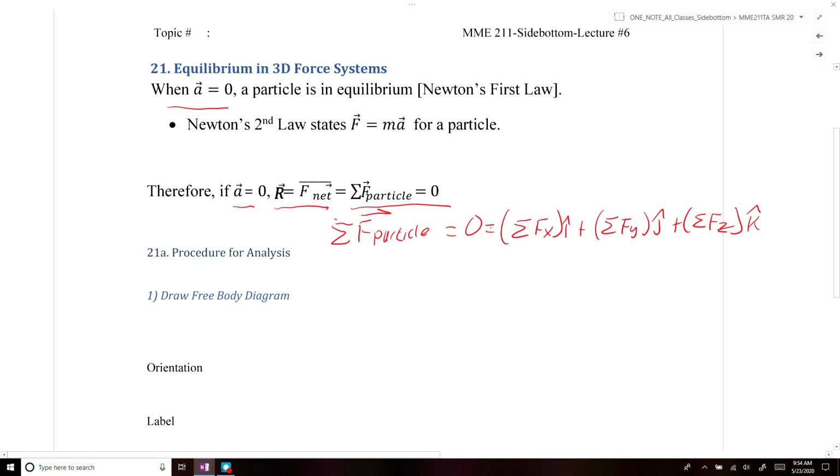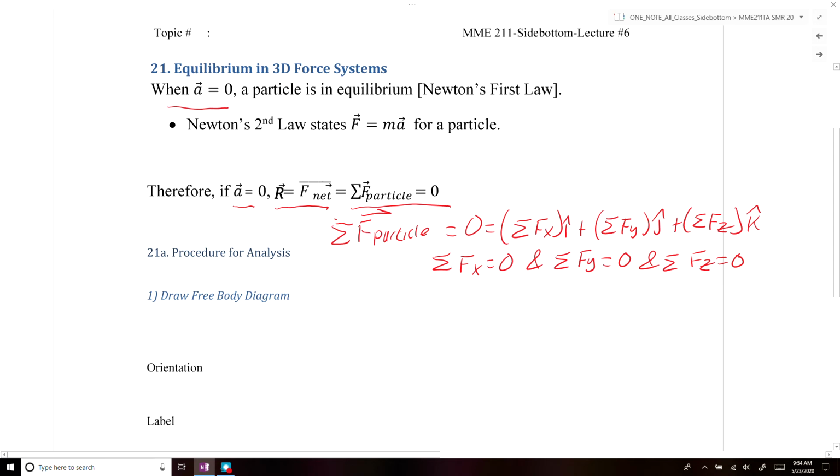So since we know this has to be equal to 0, the only way this can be true is that the sum of the forces in the x has to be equal to 0, and the sum of the forces in the y direction has to be equal to 0, and the sum of all of our z components of our forces also has to be equal to 0 for equilibrium to exist.